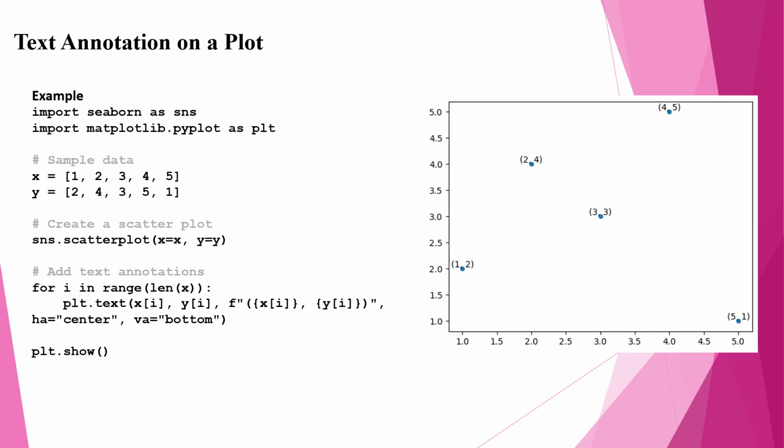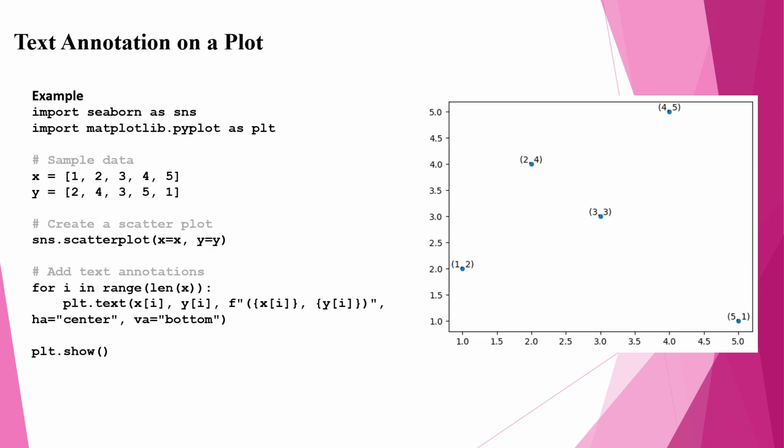This code demonstrates how to add text annotations to a scatter plot using Seaborn and Matplotlib. First, sample data for x and y values is defined and a scatter plot is created using sns.scatterplot. Then a loop is used to go through each data point, and the plt.text function is used to display the coordinates of each point directly on the graph.